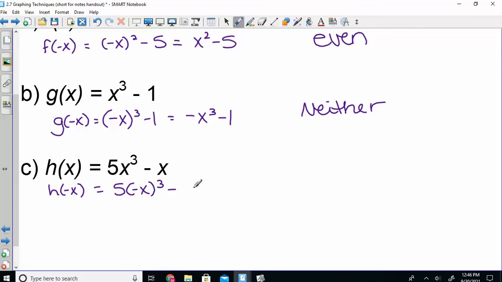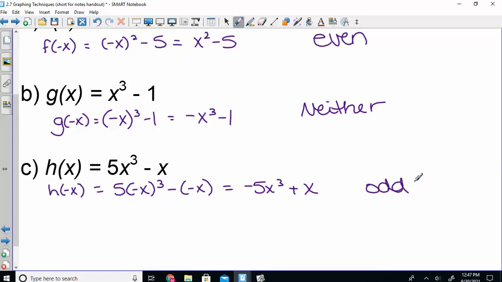C, if you put in a negative, cubed would be negative, so we have a negative 5x cubed, minus negative, so plus x. Is that what we started with? No. It is the exact opposite, so that means it is odd.